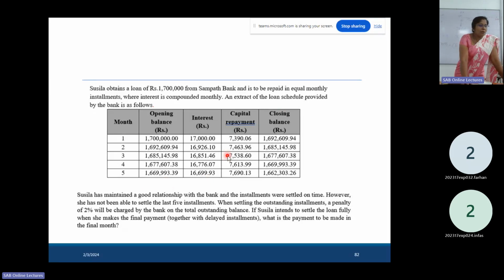So there is a loan to be repaid in monthly installments. It does not say how long the period is, but part of the amortization schedule is provided. It says she has failed to pay the last 5 installments. There is a default, as she has not been able to settle the last 5 installments. The bank charges a penalty for those 5 unpaid installments.